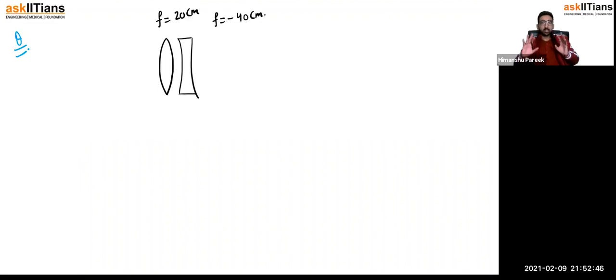Actually, guys, in the paper, they won't tell you whether it is minus or plus. That's what you have to decide. Here I'm just framing the question myself, so I'm writing minus 40. Otherwise, in the exam, if they say the focal length of a concave lens is 40 centimeter, it does not mean that you will take plus 40. You have to take minus 40 because it's a concave lens, so it's diverging in nature.